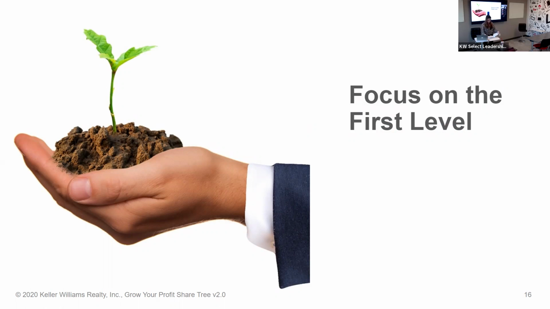So your job is to focus on your first level. And that's the most important thing, because that's the one thing that you can control. Well, to some degree, right? You can control your actions that will affect your first level. Beyond that, it's up to those people in your first level to focus on their first level.